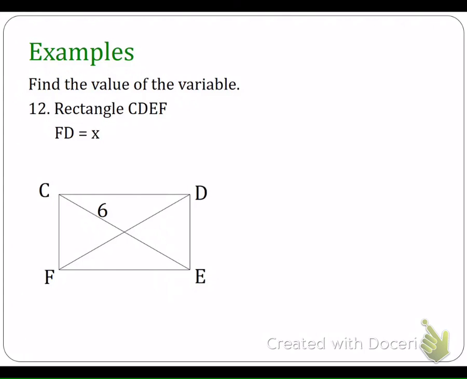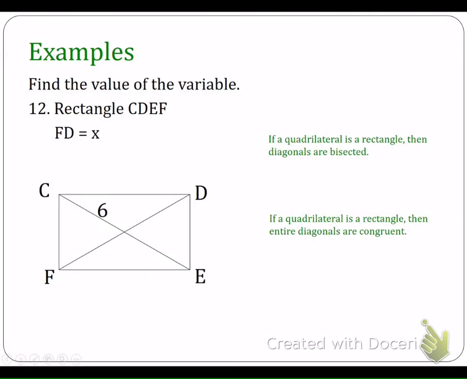What do I know about the diagonals of a rectangle? As far as their length. I know they're perpendicular. That's not helpful. They bisect each other. So if this is 6, how long is this guy over here? 6. So the whole thing is 12. They're also congruent. So what's this whole diagonal? 12. The whole thing would be 12.